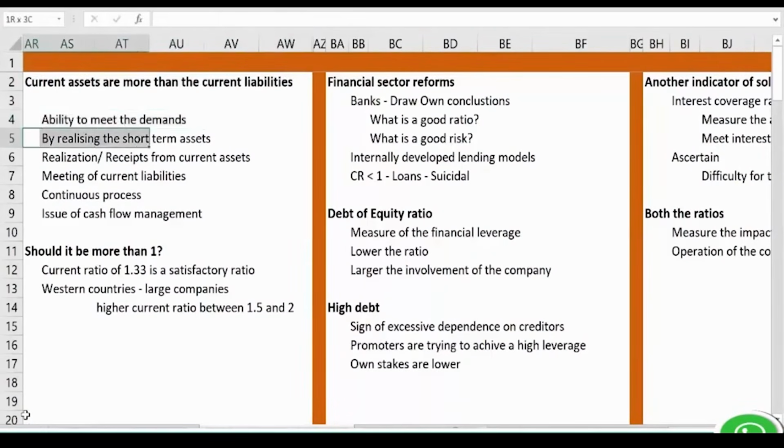They can realize their short-term assets, that is the receipts from current assets, and with that they can meet the current liabilities. So this is a continuous process: realizing current assets, meeting current liabilities, realizing current assets, meeting current liabilities. So this is basically an issue of cash flow management, we can say.